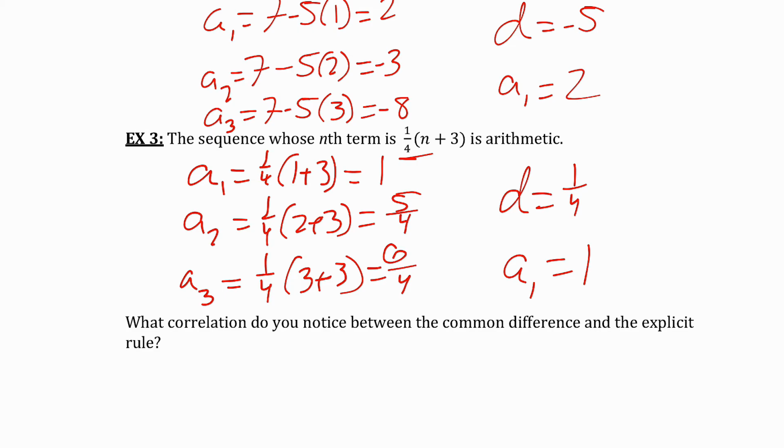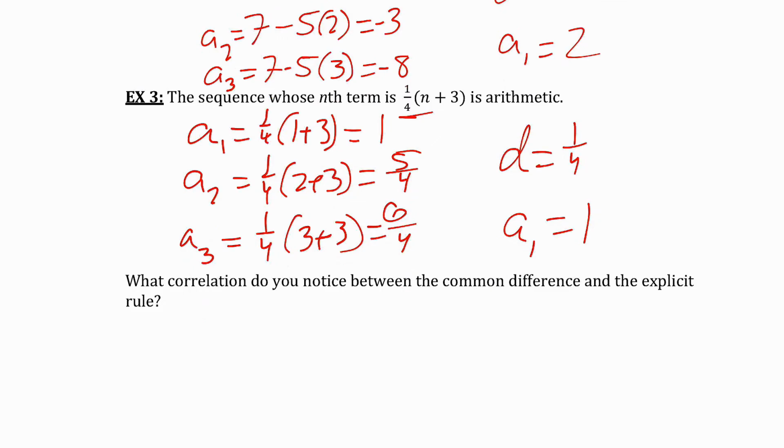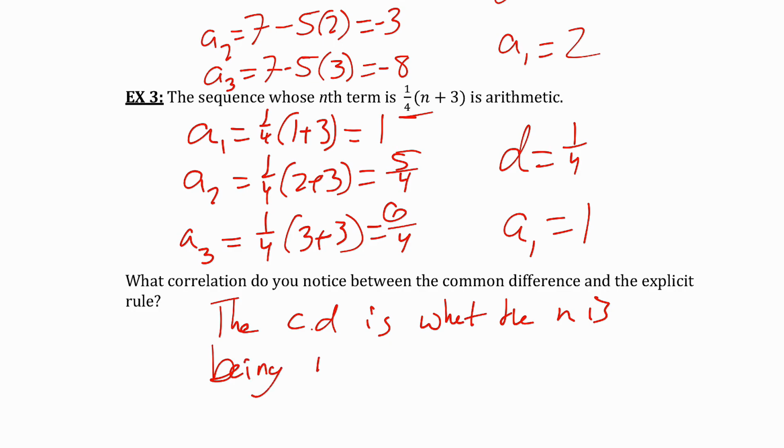So, one correlation that you might have noticed: the common difference, which I'll just call the CD, is what the n is being multiplied by in the explicit rule. So essentially, if you're connecting this to things that we've done before, this is like a linear equation with a slope, and in this case, the common difference is our slope.